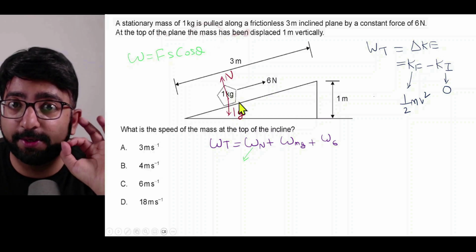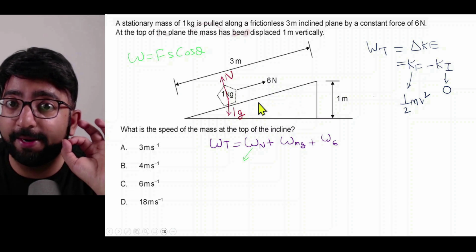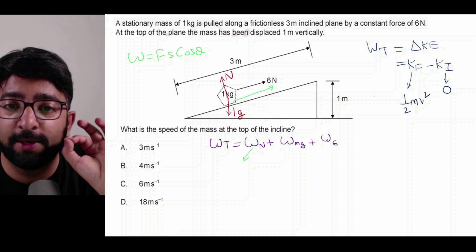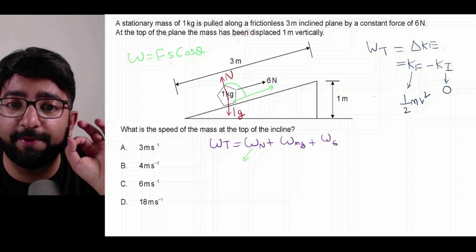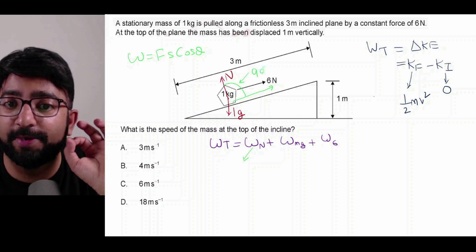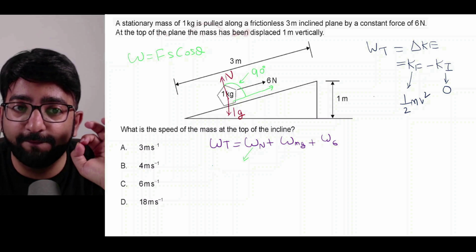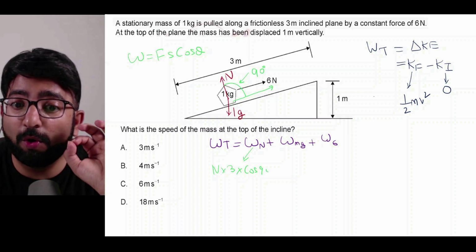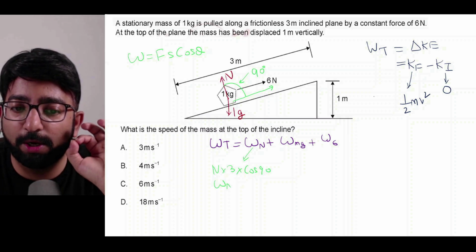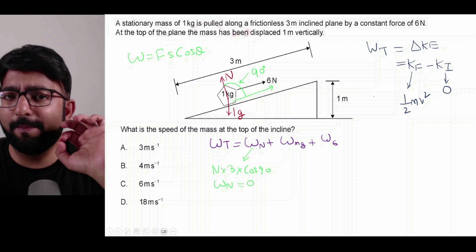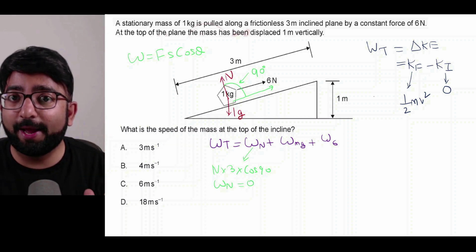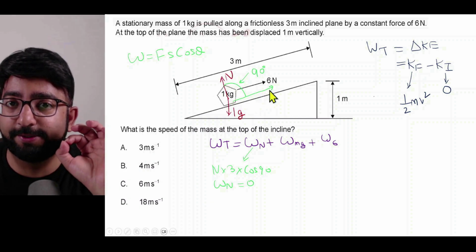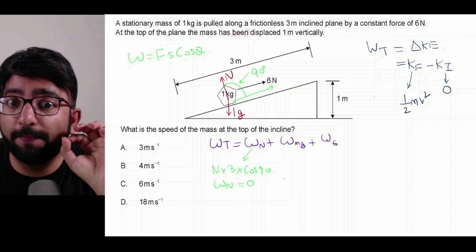Now, in case of normal reaction, you can see normal reaction is always perpendicular to the contact surface. The object is moving along the incline upwards. Hence, we can say that the angle between the normal reaction and the displacement is 90 degrees. So the work done will be N multiplied by displacement, which is 3, multiplied by cos 90. Cos 90 is 0, which means work done by the normal reaction is equal to 0. Now remember this as a rule: work done by normal reaction is always 0, since normal reaction is always perpendicular to the contact surface.